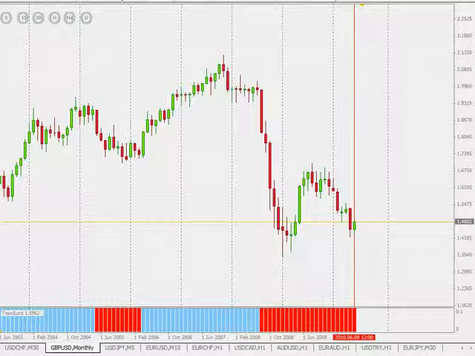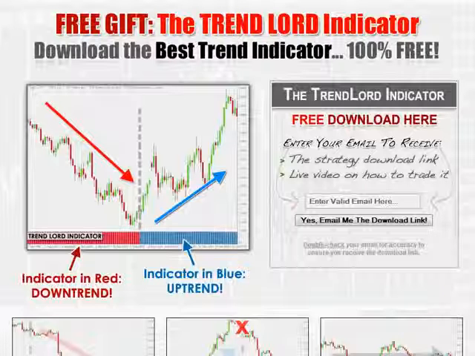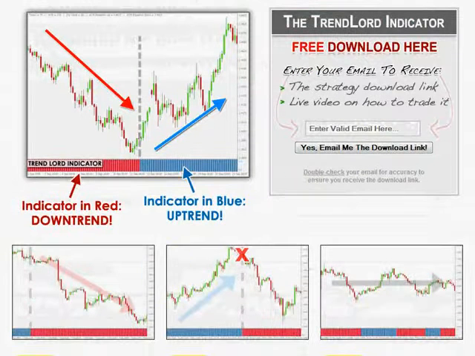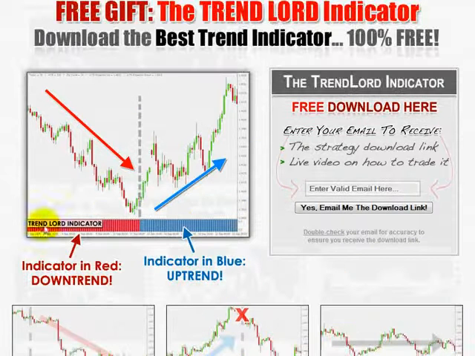All right, let's just take a look at the page that you're going to be heading over to. Here it is. It's a free gift, the Trend Lord Indicator. Totally free. Just type your email address in here, and it's going to basically tell you when a trend begins, so you can start looking for your trades, when it ends, obviously, and when it's just kind of flapping around, going side to side. These kinds of things are perfect. It takes a lot of the subjectivity out of your trading.